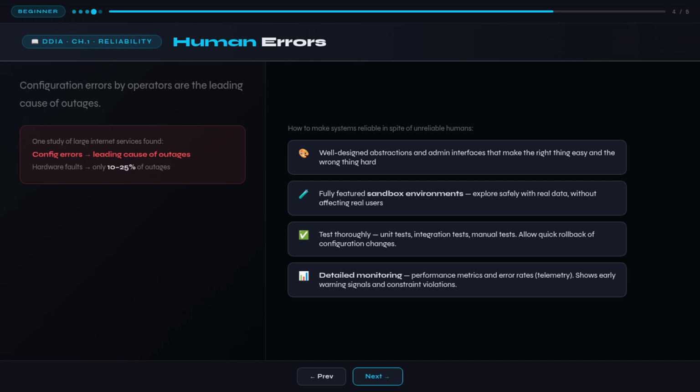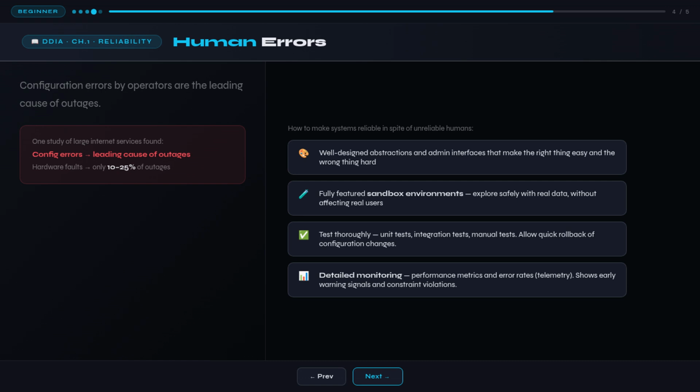Design systems, APIs, and admin interfaces so that doing the correct thing is the obvious, natural path. If your configuration format makes it trivially easy to accidentally point a production service at a development database, that's a design failure. Fix the design. However, this balance is tricky. If the interface is too restrictive, operators will work around it, which usually creates bigger problems.